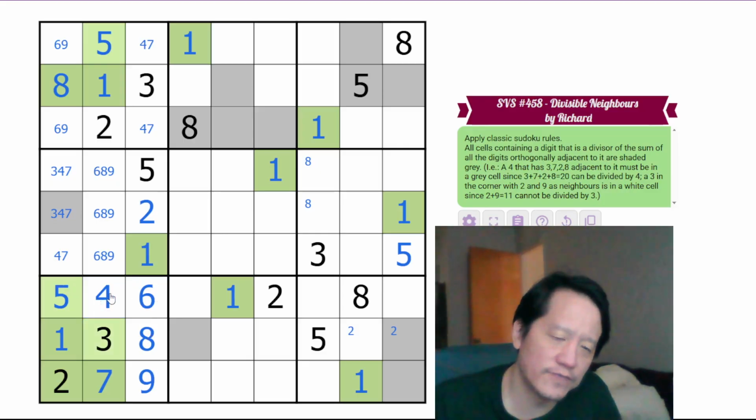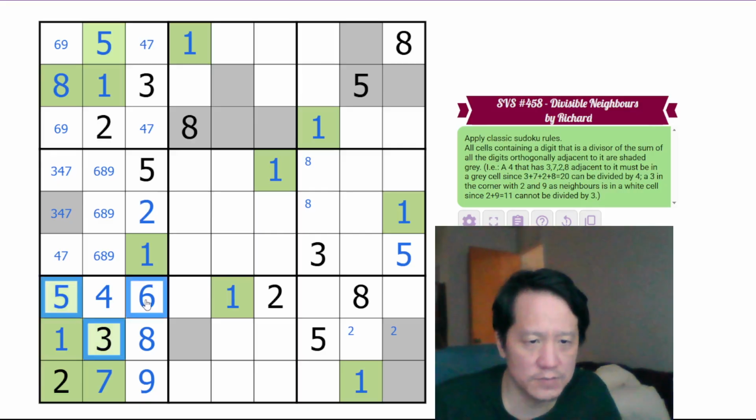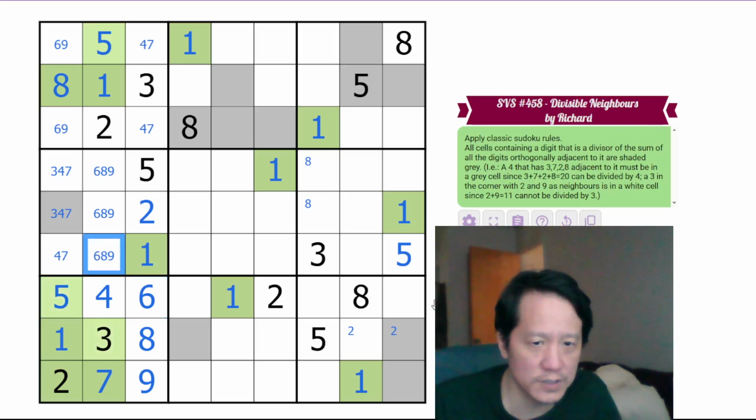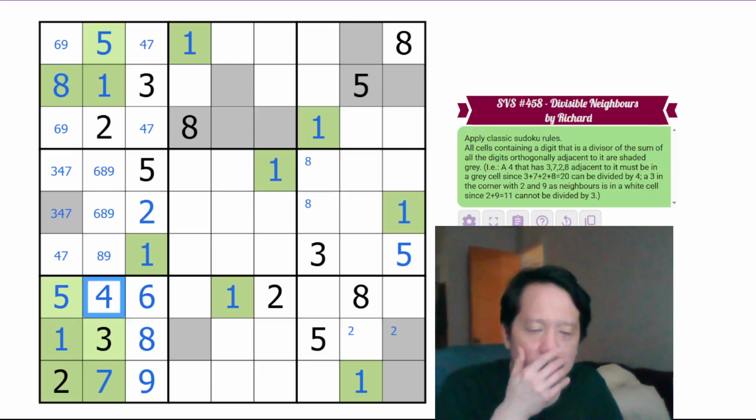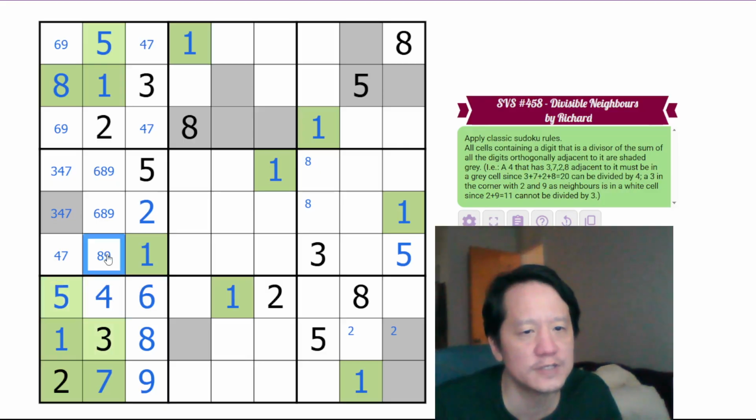We have 4 here. So we have 3, 5, and 6 here. That is 14. 14 plus 6 would be 20, which is divisible by 4, so this cannot be 6. 14 plus 8 is 22, which 4 is not divisible by, and 14 plus 9 is 23, which 4 is not divisible by. So we're done with that.